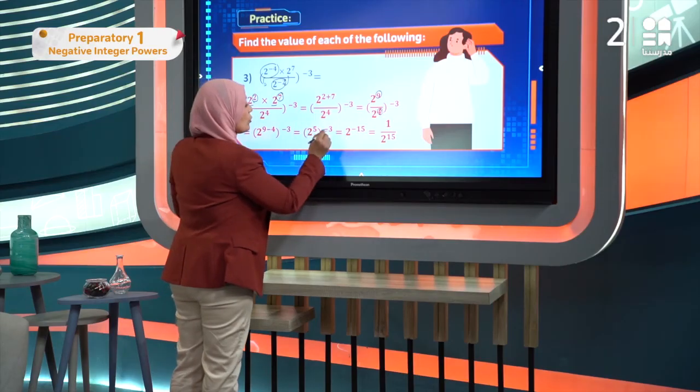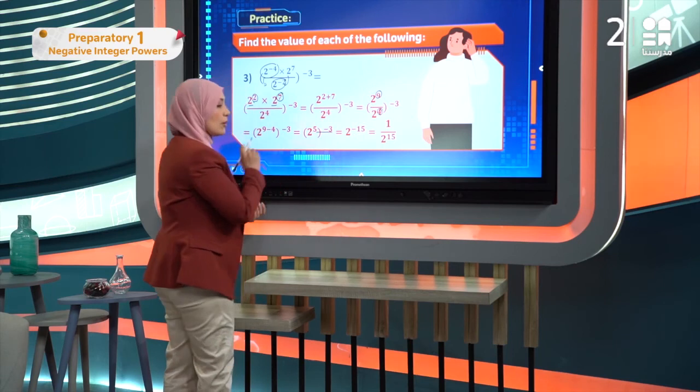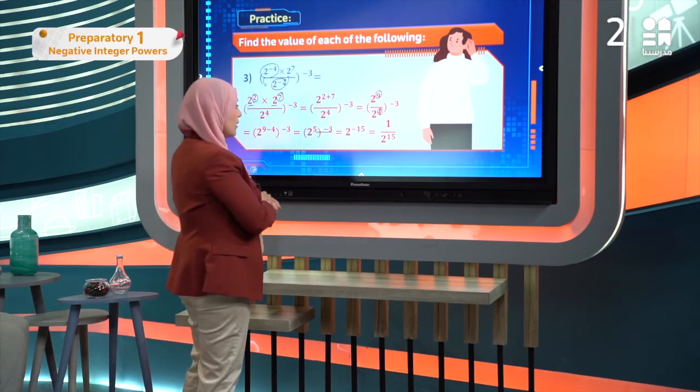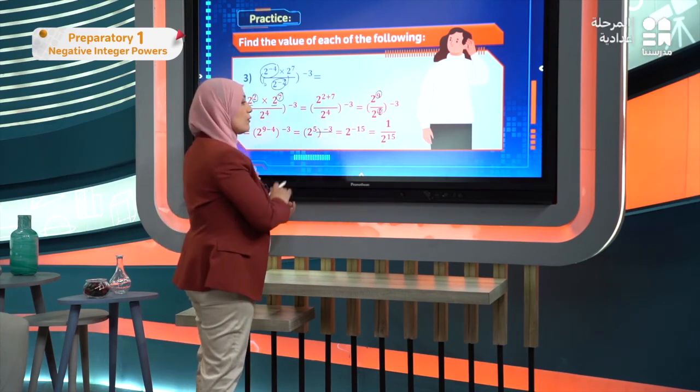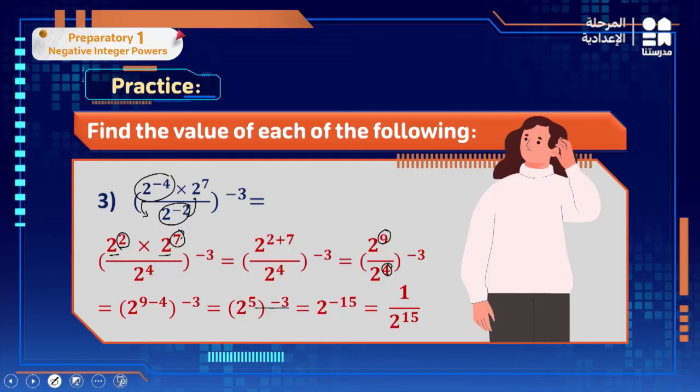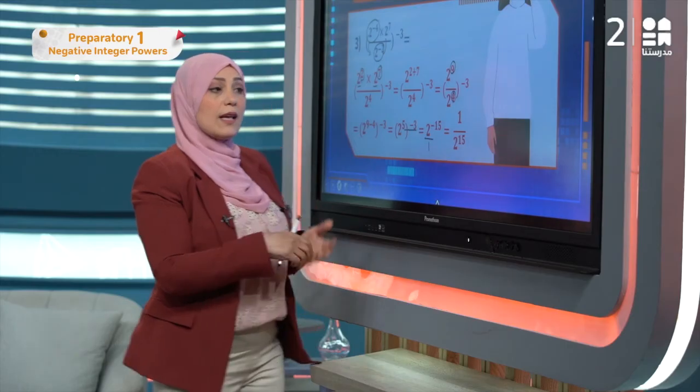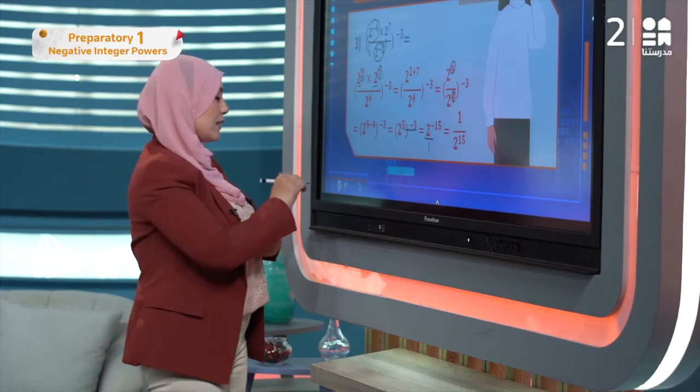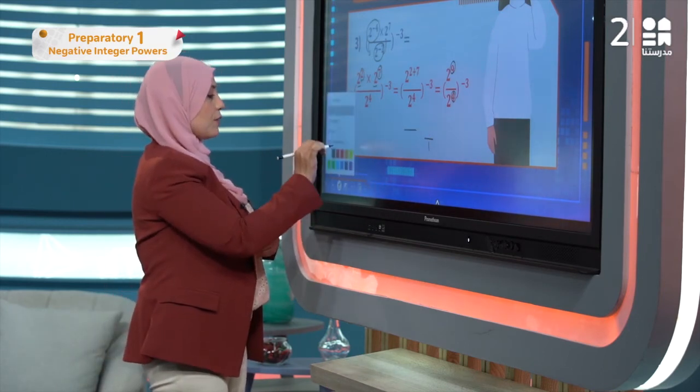And as we know, when we have two exponents above each other, we need to multiply them, so it becomes 2 to the power of negative 15, which is 5 times negative 3. And here this 2 is over 1. It doesn't have a denominator, so immediately flip it, so it becomes 1 over 2 to the power of 15. Can we solve it by another way? Of course, yes. Let me do it by another way.